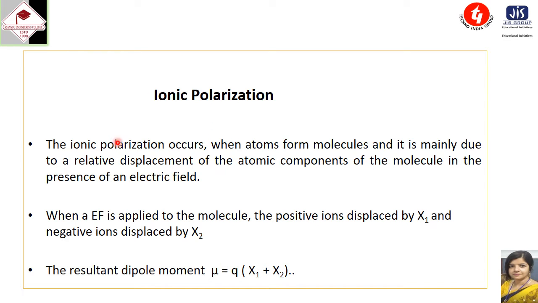Ionic polarization. Ionic polarization occurs when atoms form molecules, and it is mainly due to a relative displacement of the atomic components of the molecule in the presence of an electric field. When an electric field is applied to the molecule, the positive ions are displaced by x1 and the negative ions are displaced by x2. Say the resultant dipole moment mu equals what? Now q into x1 plus x2, that is, charge times (x1 plus x2).